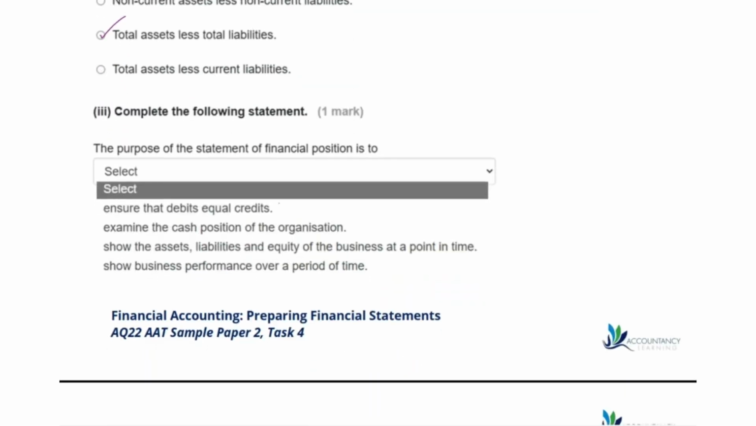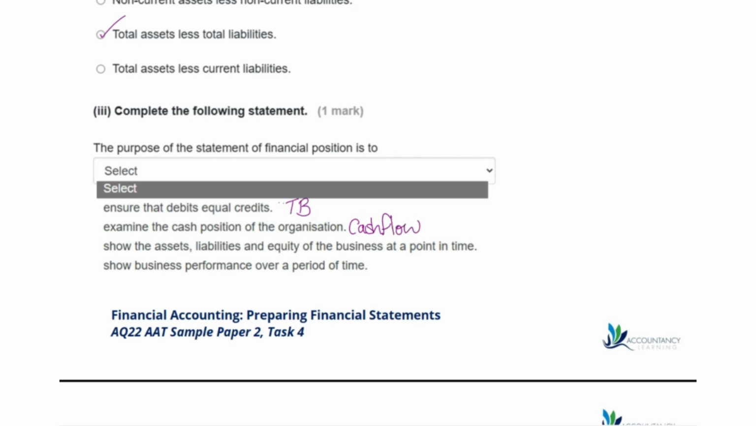Now we need to complete the following statement. The purpose of the statement of financial position is to, and then we've got 4 options. So just running through the options. Ensure that debits equals credits. Well, that's the job of the trial balance. Examine the cash position of the organisation. That's actually going to be part of cash flow.